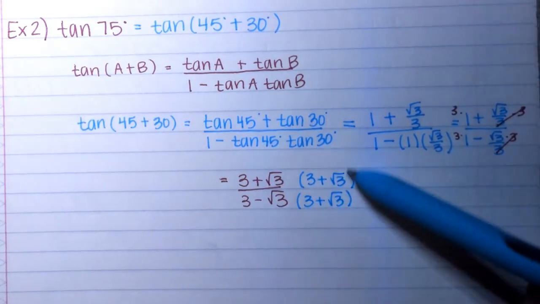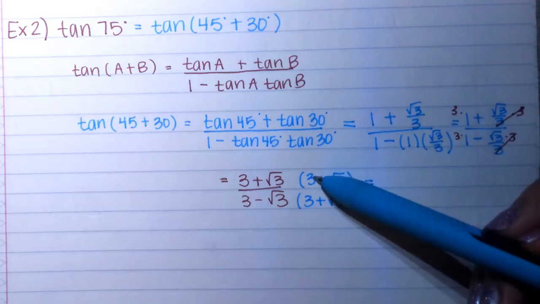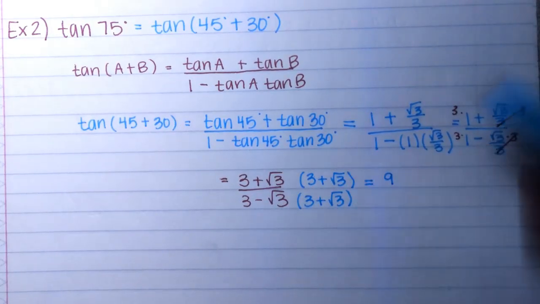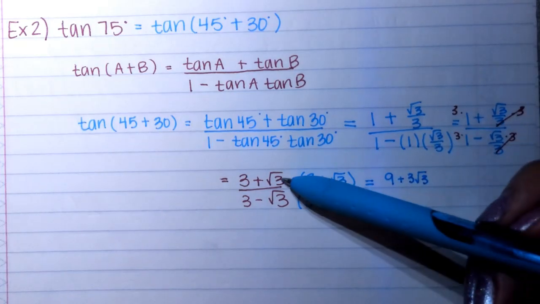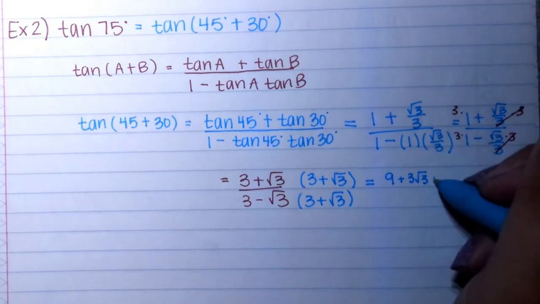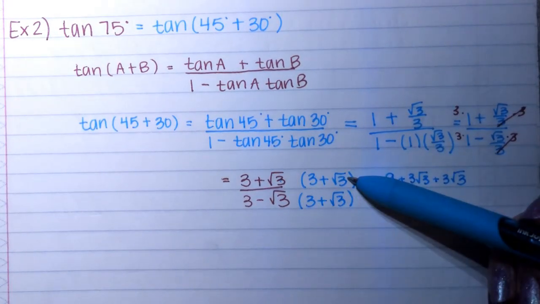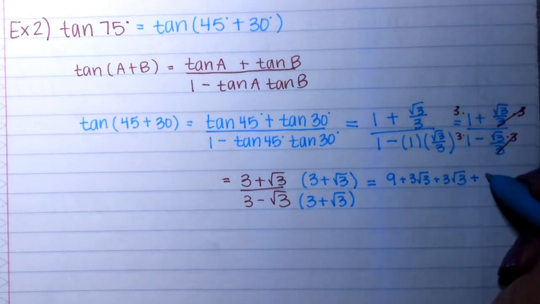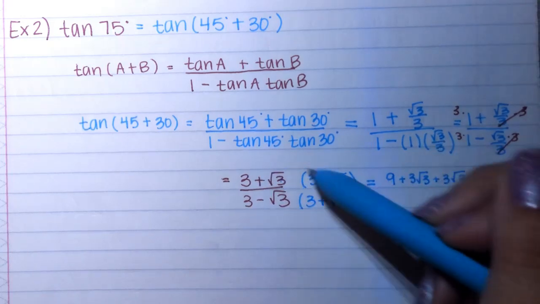I am going to FOIL these out. So what is 3 times 3? 3 times square root of 3. Now I'm going to do this one. Square root of 3 times 3. And the square root of 3 times the square root of 3. I just FOILed these out.